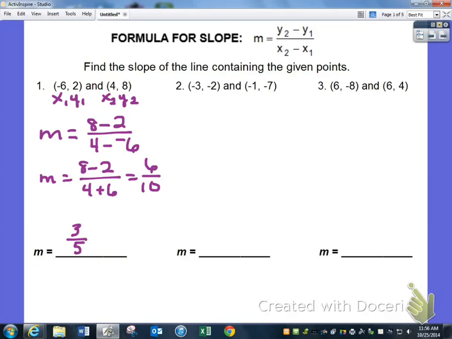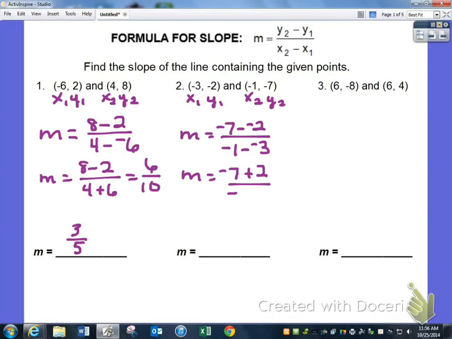Okay, let's try number 2. Number 2, if we plug numbers into the formula, this is x1, y1, x2, y2, we would get that m equals -7 minus -2 over -1 minus -3. Again, you've got two double negatives here, so really this is -7 plus 2 and -1 plus 3. And so if we simplify that, that would be -5 over 2, and that cannot be simplified, so that's your slope, -5 halves. So this line has a negative slope.